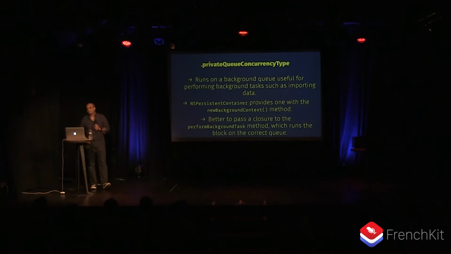However, it's got this other method called performBackgroundTask. It takes a closure, and so you can just give it some things to do, and it will take care of creating the private queue context for you, and it will take care of running it on the right queue.